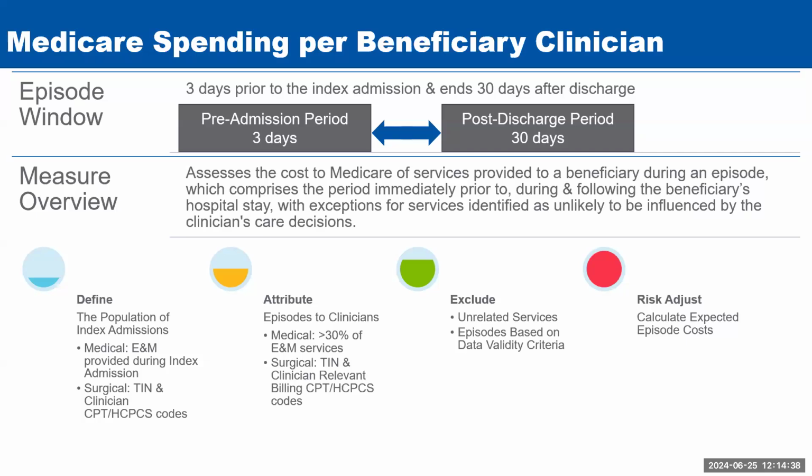Then CMS actually goes to attributing to the clinician. So it looks at the TIN level, and then it goes down to the clinicians. If you have billed greater than 30% of the E&M services for that medical index admission, you would be attributed that patient's cost. For surgical, it's going to look at who is billing relevant CPT and HCPCS codes to attribute those clinicians. So it can be your hospitalist, your primary care, or your specialists that are involved in that care, both in the inpatient and outpatient realm.